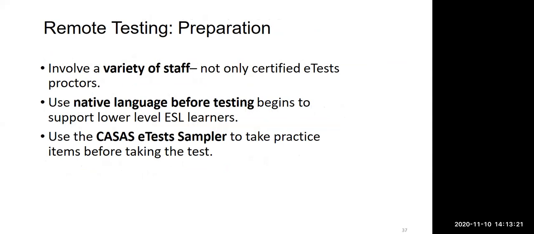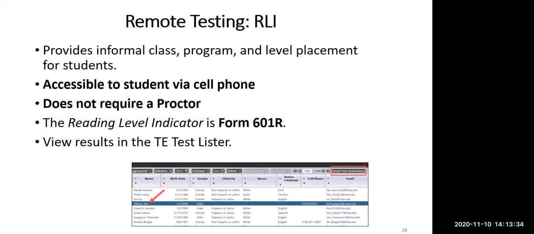The e-test sampler, of course, was designed for regular e-tests, but it should give students the feel of doing the testing online for this remote testing, just like it will for quote unquote regular testing. And another feature, a little bit more popular in August, September than now, is that new instrument called the RLI. RLI is not a pre or post test, but it provides informal placement.